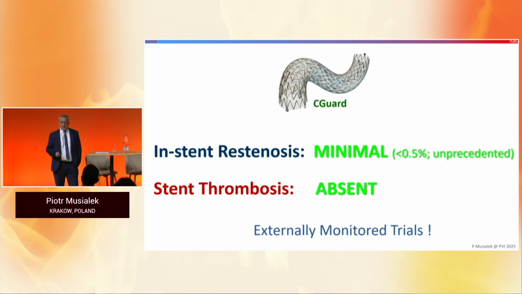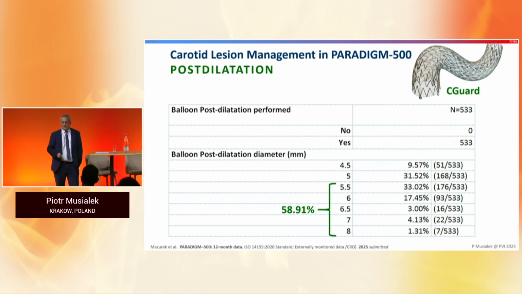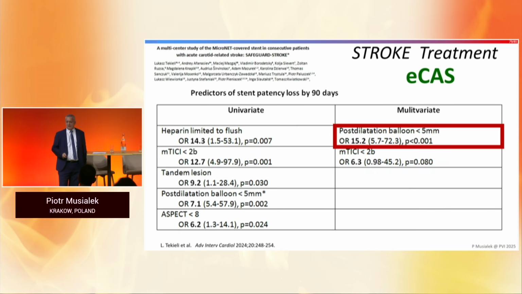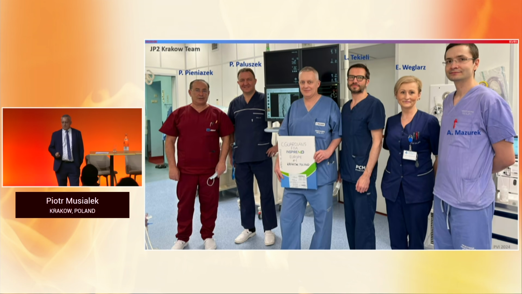So this is a new generation of carotid artery stenting. We believe that you need to prepare the lesion, you need to optimize your stent. You can see 85% of predilations were with a 3.5 to 4.5 balloon. There was 10% direct stenting in this study. Post-dilation in 60%, with a 5.5 to 8.0 balloon, so full optimization of the vessel. Good CA-like result, and the vascular reconstruction is also important in stroke. Those who treat stroke patients with tandem lesions, you need to optimize your stent, otherwise there's a risk of stent thrombosis. And with this, I want to thank you.